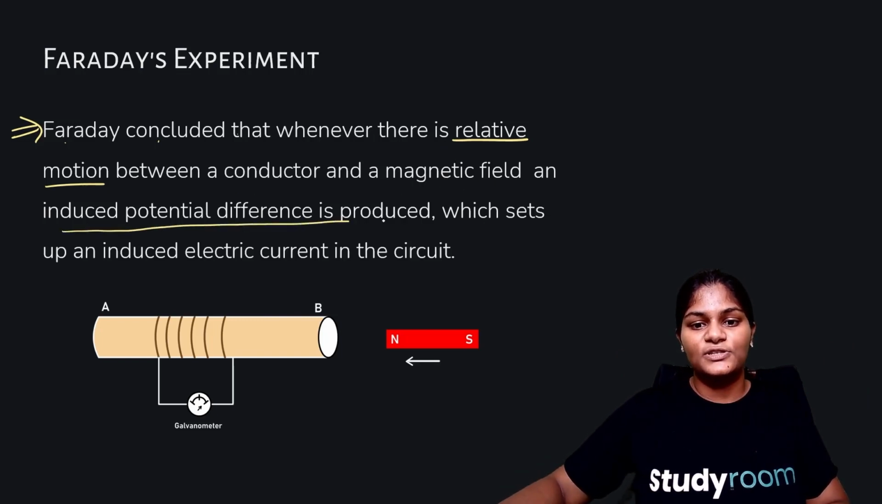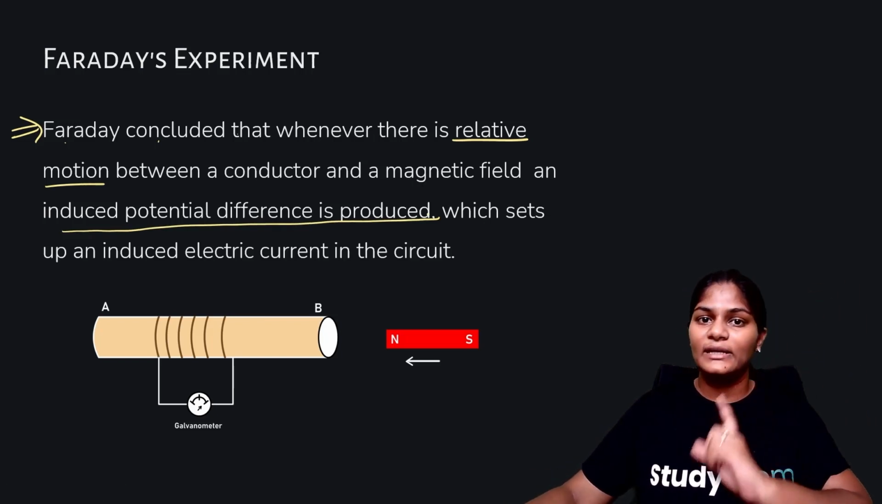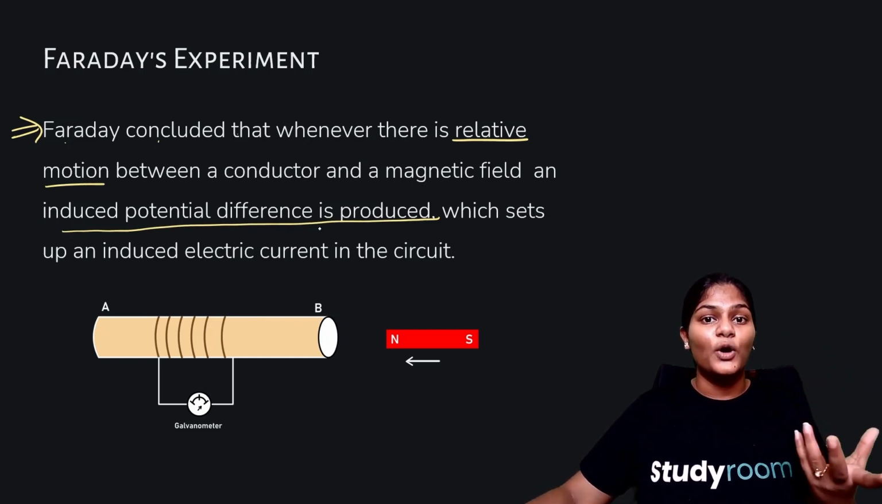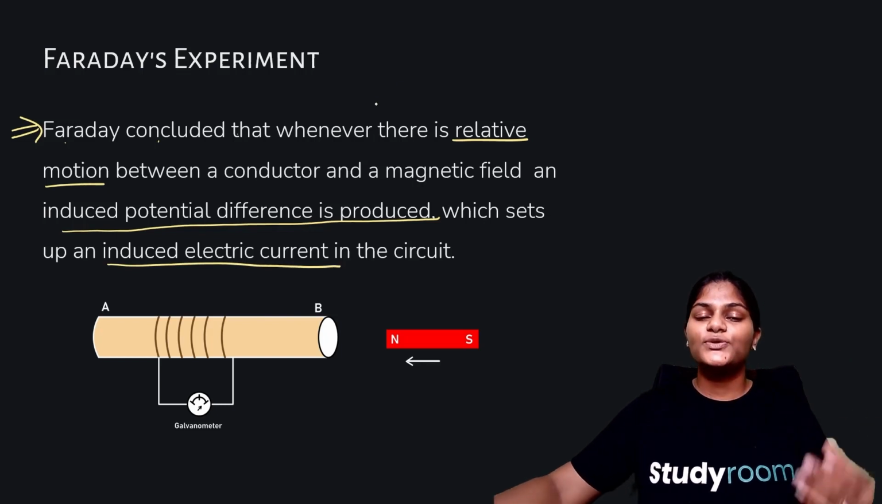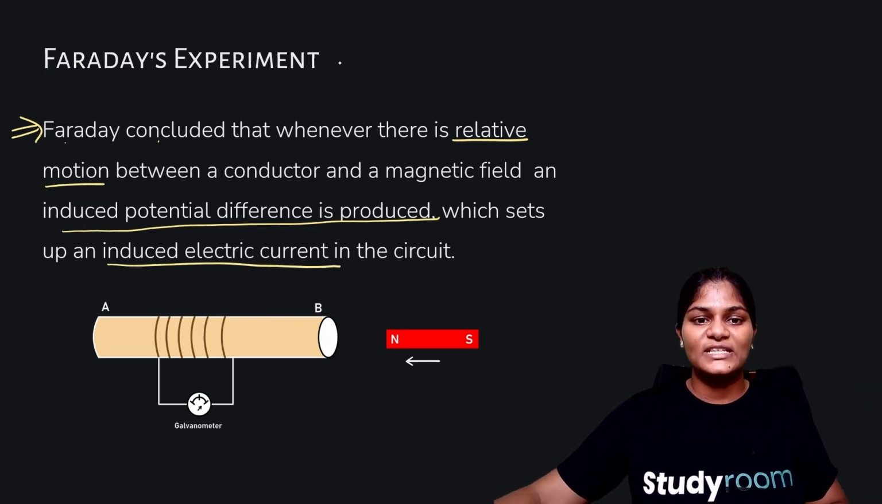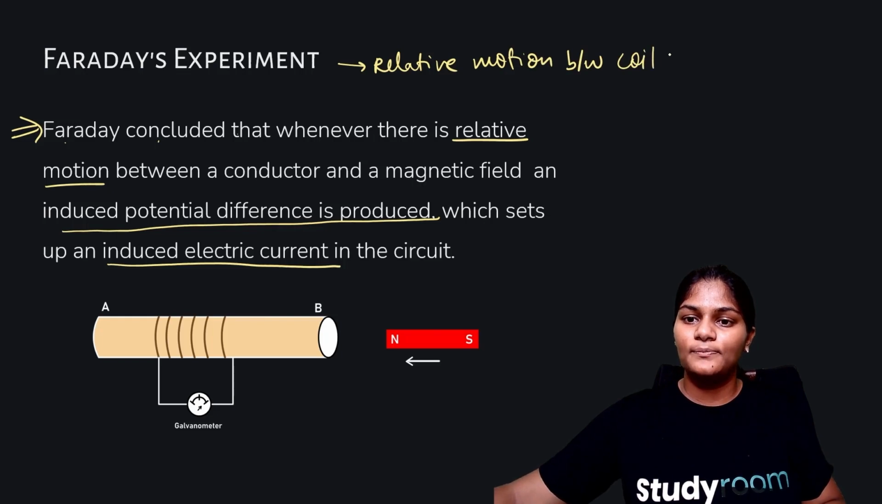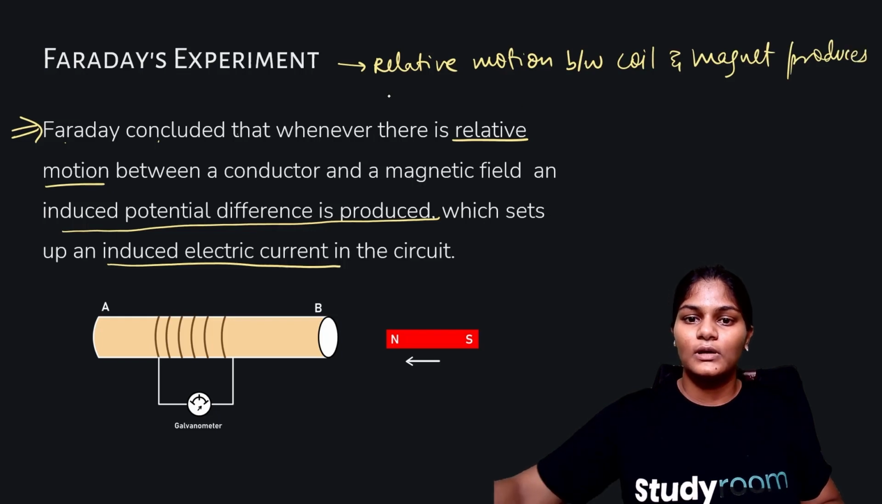Okay, so we see that an induced potential difference is produced when there is this relative motion between the magnet and the coil. This is what is important for you, which produces an electric current which is induced. So if I have to sum it up for you, you will say that relative motion between coil and magnet produces current.